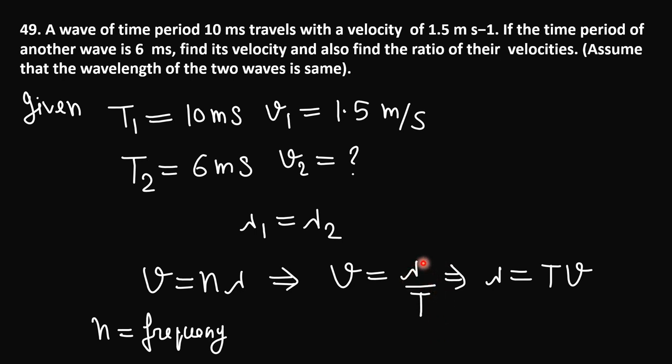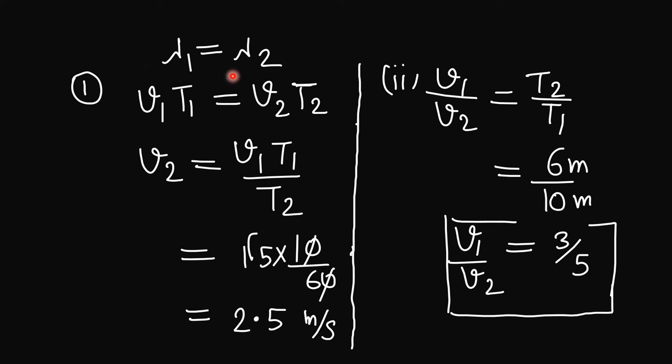Okay, so from here you will find out the wavelength in terms of velocity and time period. Why are we doing this? Because the wavelength is the same for both the waves. So we know that lambda, meaning the wavelength of the wave, is equal to time period into velocity. So if we put these values in this, by doing some calculation, we will find out the velocity of the second wave.